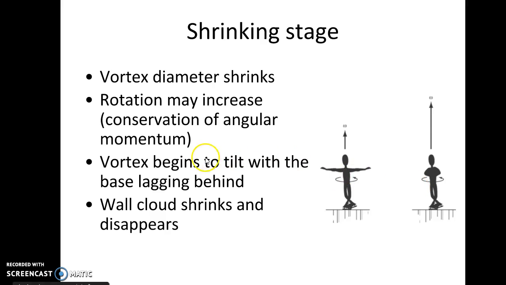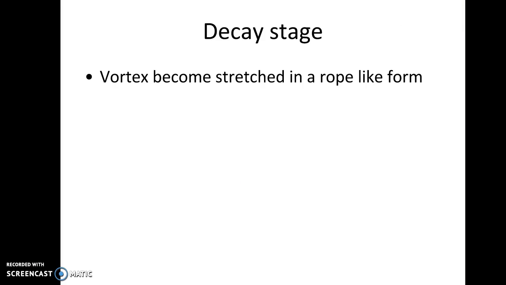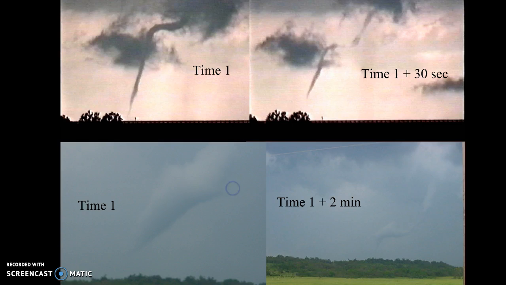The vortex may begin to tilt as the base starts falling behind. The bottom of the tornado is moving slower than the top of the tornado, and it begins to tilt towards the side. We might see a shrinking or disappearance of the wall cloud. So now it's starting to shrink. And then we finally get to the decay stage. The vortex becomes stretched out into these rope-like forms, and we can see it begin to decay and break down.